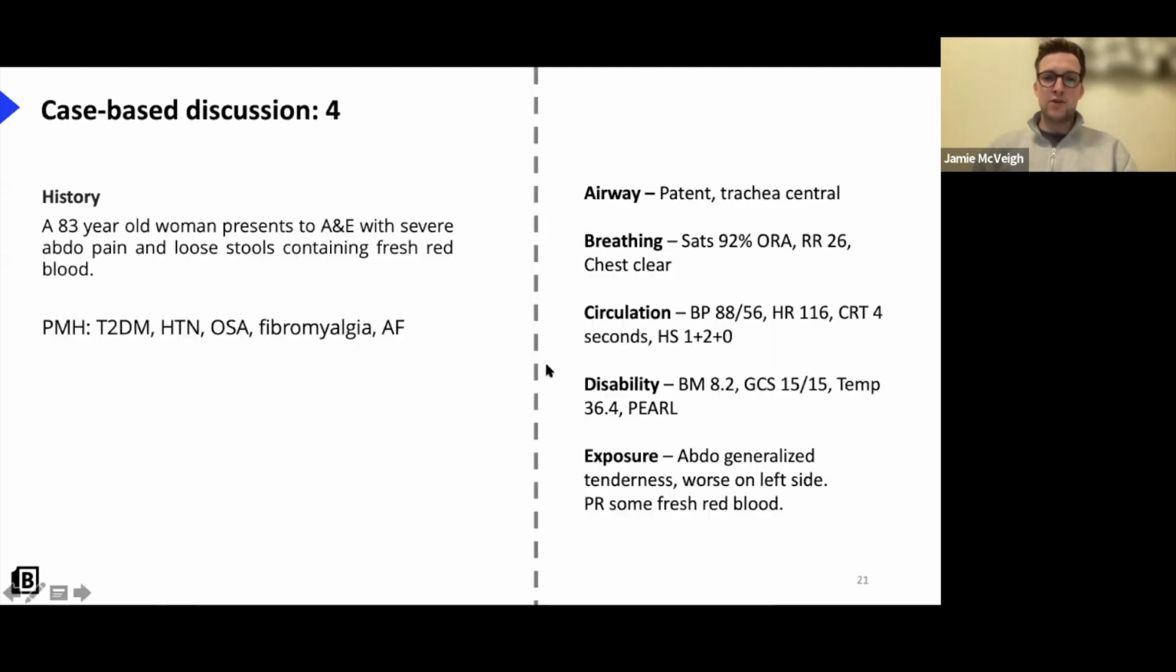Now, I might have given it away. Chuck in the chat what we think might be going on here. So blood mixed in with stool, abdominal pain, hypotensive, that past medical history. Anyone got any ideas? It's actually quite a common condition.